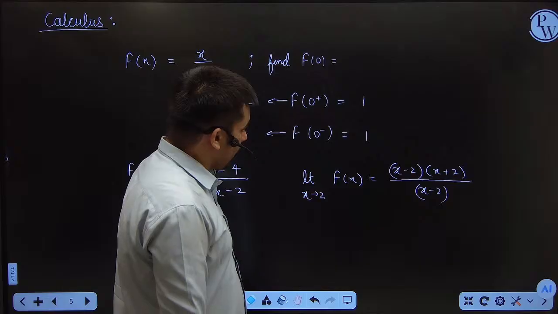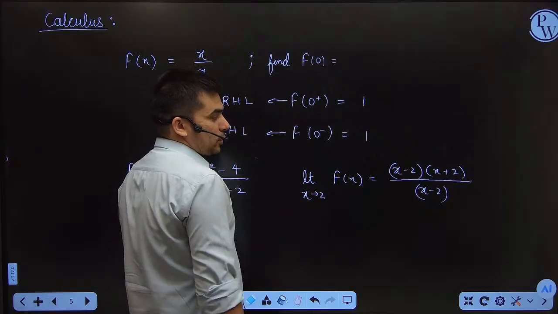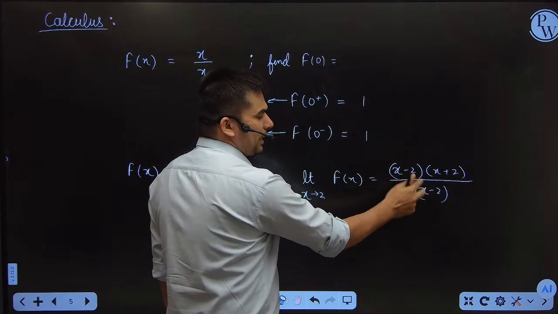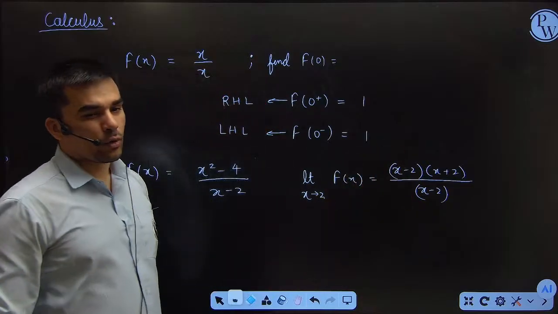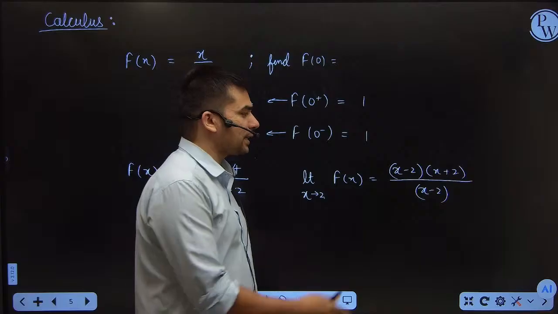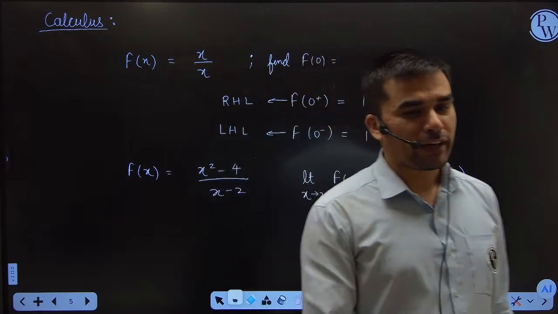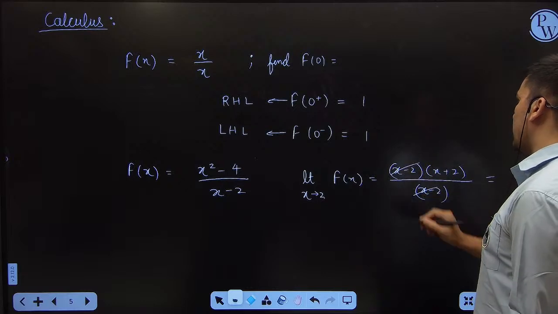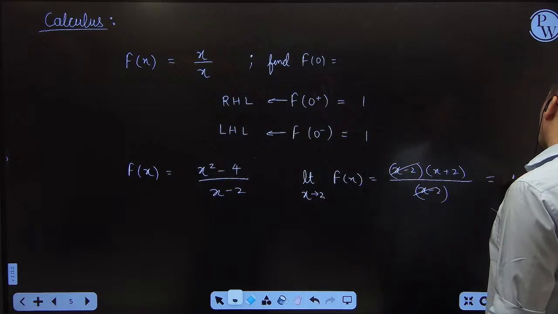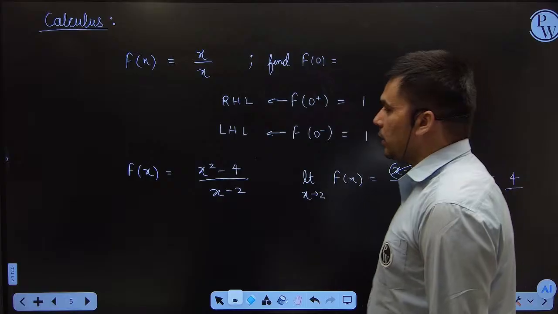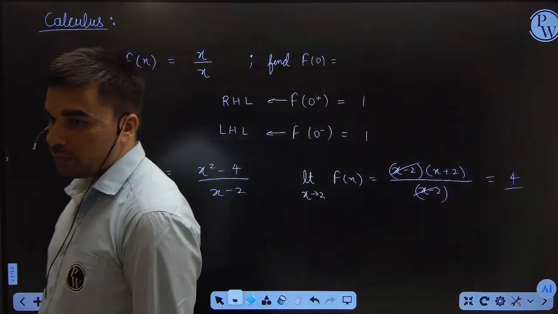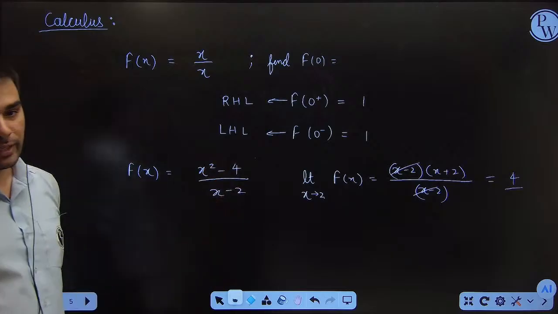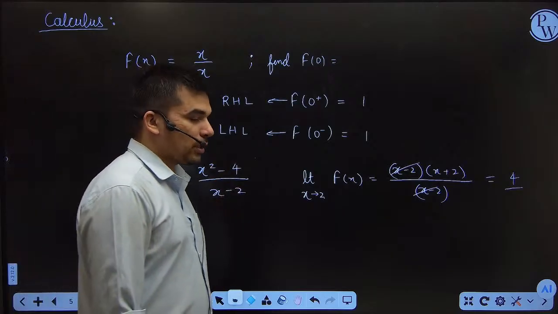So when x is tending towards 2, this will be a finite quantity, and this will be a finite quantity, and they will be very close to each other. In that case, we can say that cancellation is possible. And then finally, we'll be getting the answer as how much? These two will get cancelled out, and we'll get the answer as 4. So limit x tending to 2 of f(x), where f(x) is given as (x squared minus 4) divided by (x minus 2), will become equal to 4.